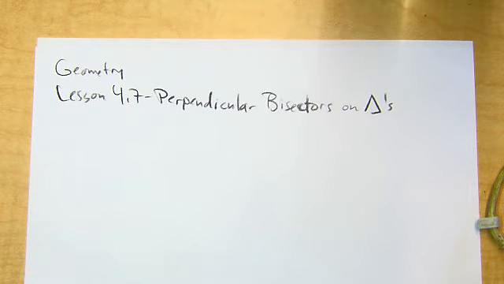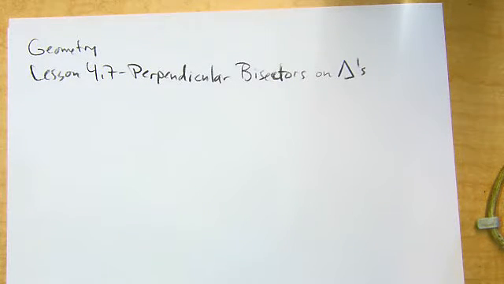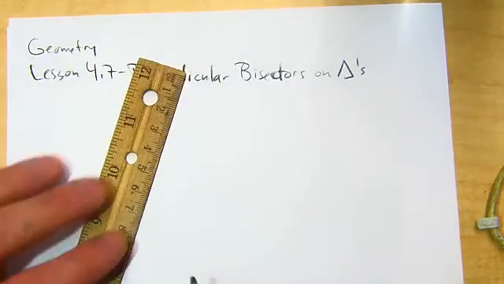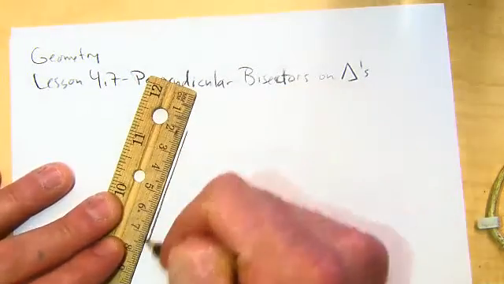All right, guys, lesson 4.7 is perpendicular bisectors on triangles. Remember, yesterday was angle bisectors. So this is more cutting the sides in half instead of cutting the angles in half. So it will give you a particular type of triangle to draw.